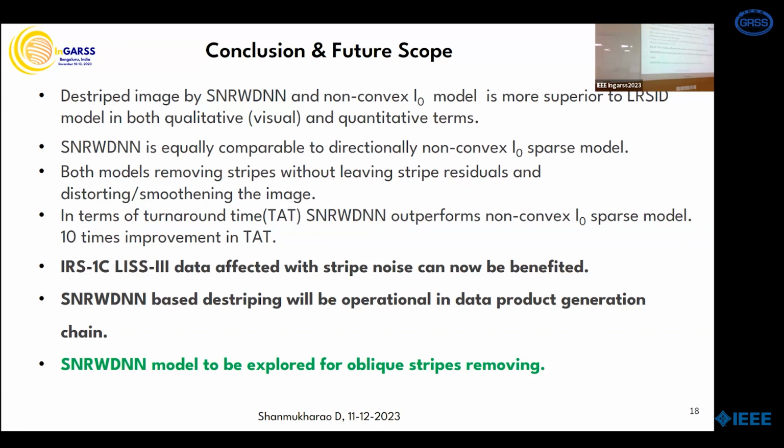And in the near future, by using this SNR-WDN model, we are trying to explore oblique stripes. This is only for vertical stripes, which is in the radiometric space. When it comes to oblique stripes, we have to see that. Okay, thank you.